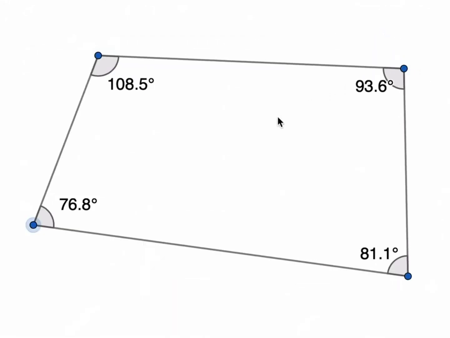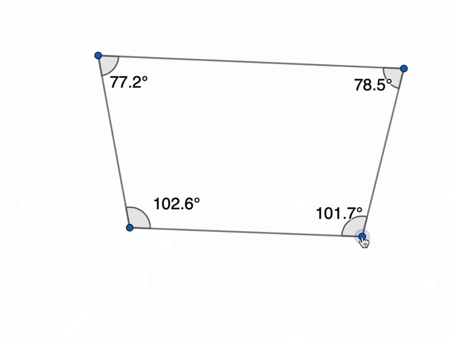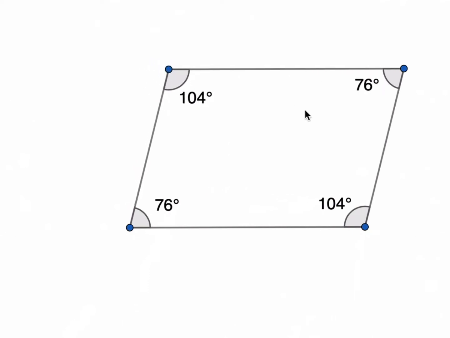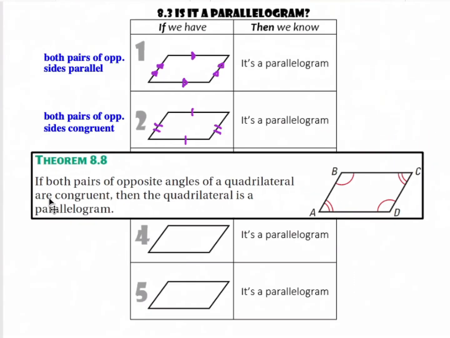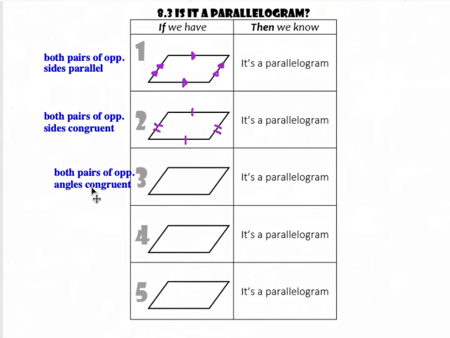And this one definitely doesn't look like a parallelogram in the beginning, but as I adjust those angles, if I can adjust them so that the opposite angles are congruent, then it starts to look just like a parallelogram. And Theorem 8.8 says if both pairs of opposite angles are congruent, then it's guaranteed that that quadrilateral is a parallelogram. So we'll add that as our third way to check to see if something is a parallelogram. If you can guarantee that those opposite angles, both pairs, are congruent, then you know you have a parallelogram.